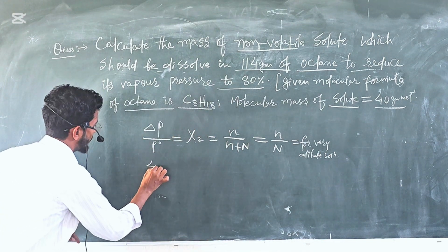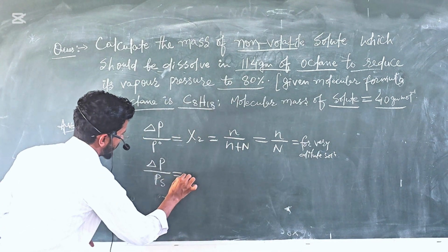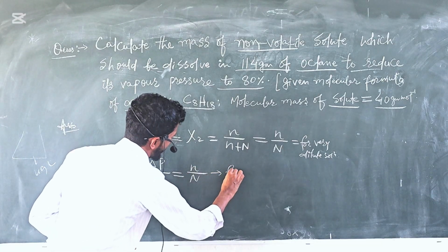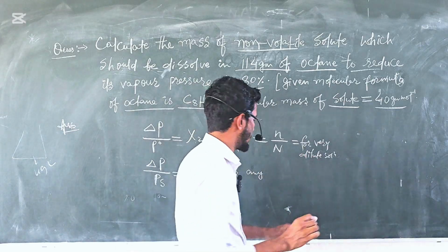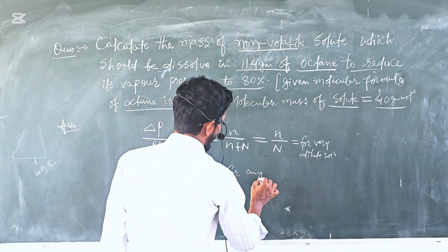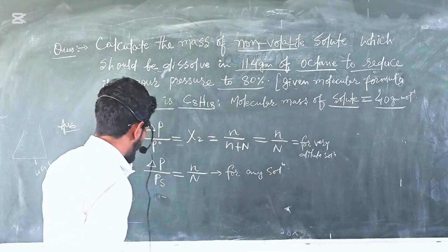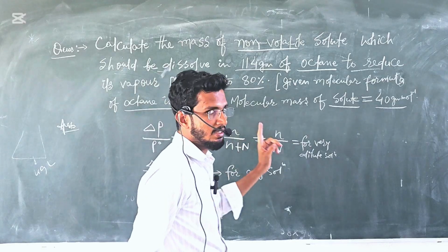But delta P upon Ps is equal to n upon capital N for any solution, whether it is dilute or concentrated, it does not matter. For any solution, this formula is valid. Now we calculate. Here the pressure is given in terms of percentage.